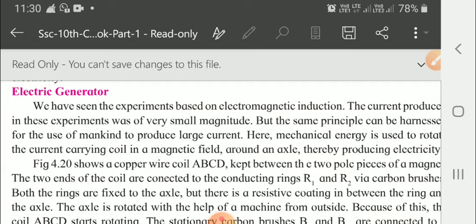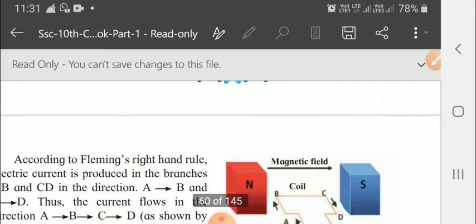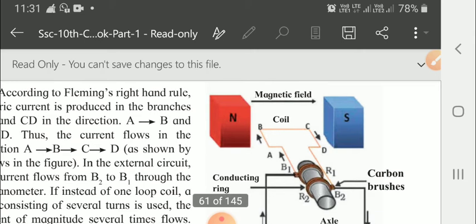When mechanical energy is used to rotate the current-carrying coil in a magnetic field around an axle, thereby it is producing what? Electricity. So we can see a copper wire ABCD kept between the two pole pieces of a magnet. The two ends of the coil are connected to the conducting rings R1 and R2. So I'll show you in the figure. Already I have shown you AC and DC.